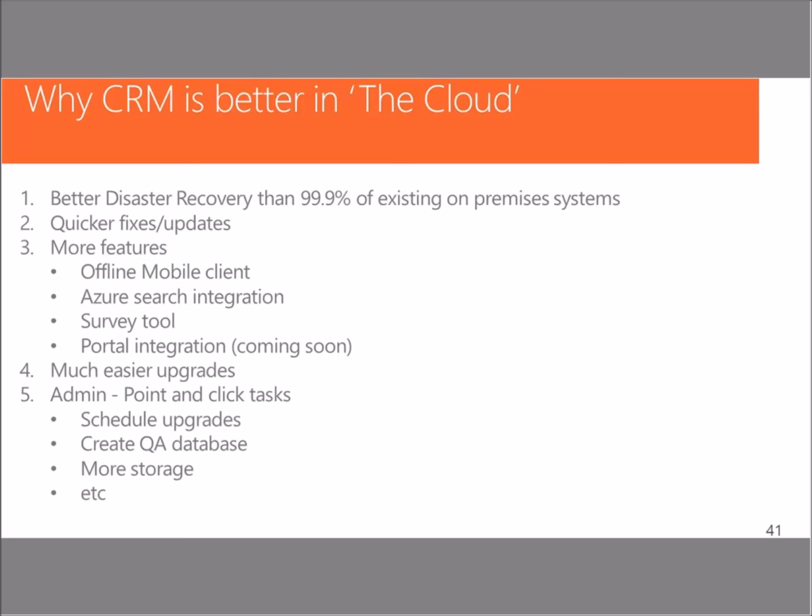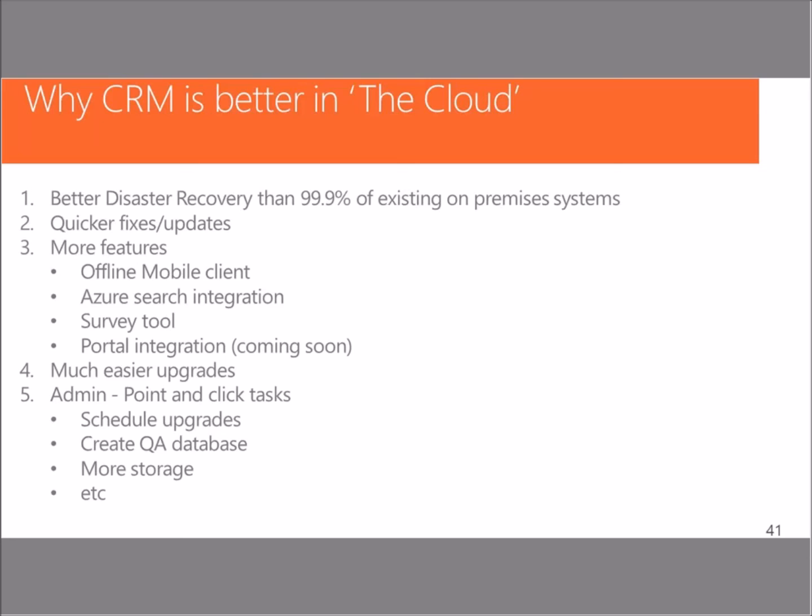Number 2, quick fixes and updates. CRM Online will get fixes and updates much faster than CRM on-premises, often within days of something being discovered, like an incompatibility. Since Microsoft owns the back end and knows exactly how things are laid out, their testing is vastly automated, and they can roll out a fix very, very quickly.